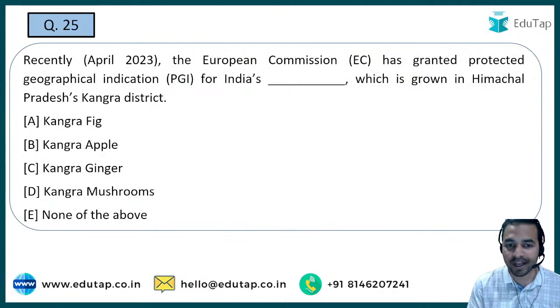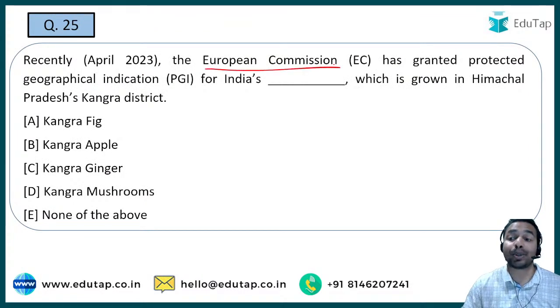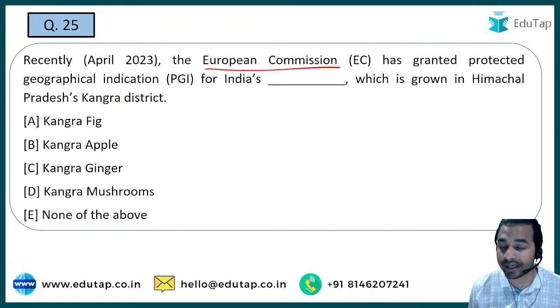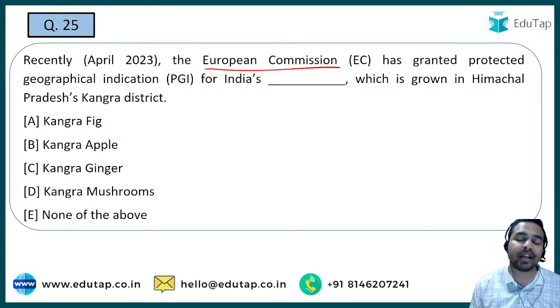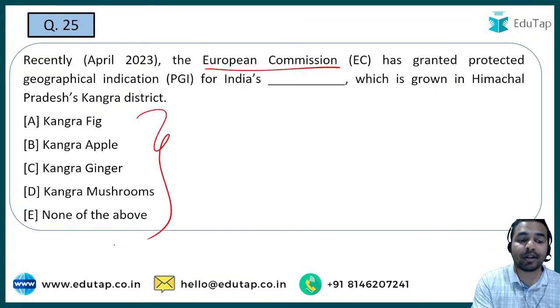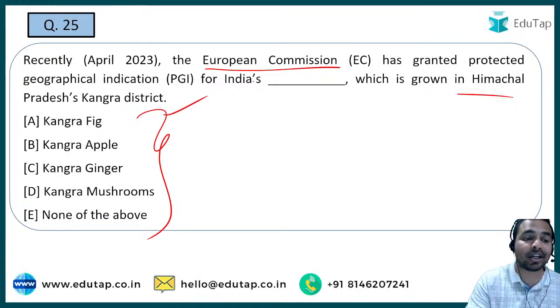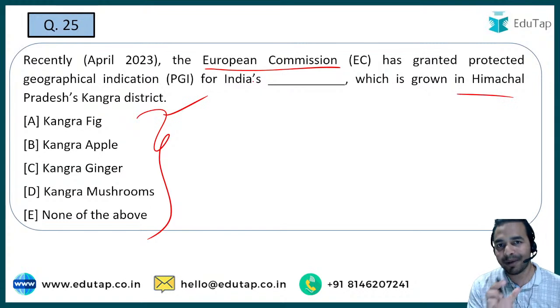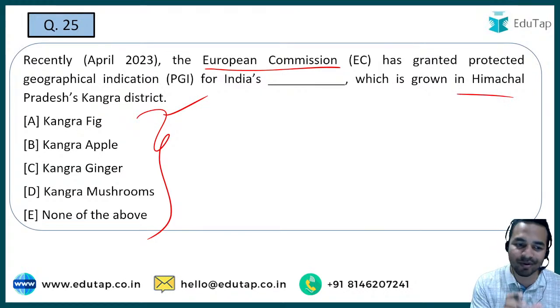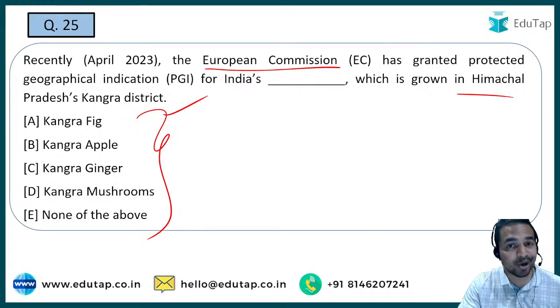Now the next question. So European Commission ने grant किया है protected geographical indication, and you are just required to identify what exactly is the name of that particular product for which this geographical indication has been granted by the European Commission, and there is a hint that it is grown in the Indian state of Himachal Pradesh, Kangra district. But आप यहाँ पर देख रहे होंगे कि सभी जो options है वो कांगड़ा से ही start हो सकते हैं, and that's how you are also going to find out such kind of options in the exam as well.